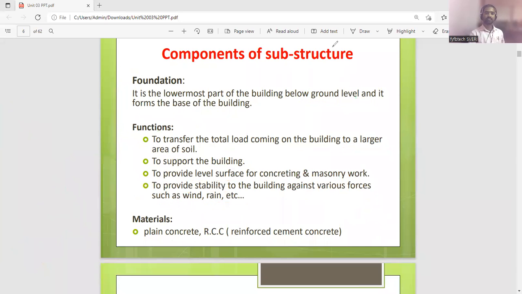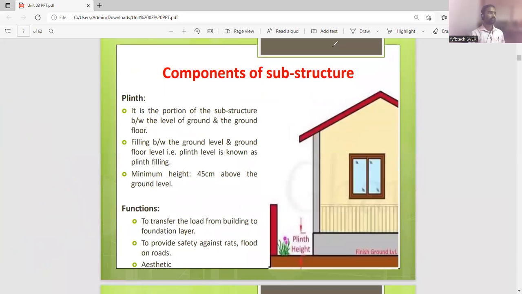Next, concentrate on the components. Okay. Next, what is next? Substructure, that is plinth. Okay, what is this plinth means? It is the portion of the substructure between the level of the ground and the ground floor. See, this is your ground. Okay, this is external ground. Look at the figure. This is external ground level and this is your building, correct?